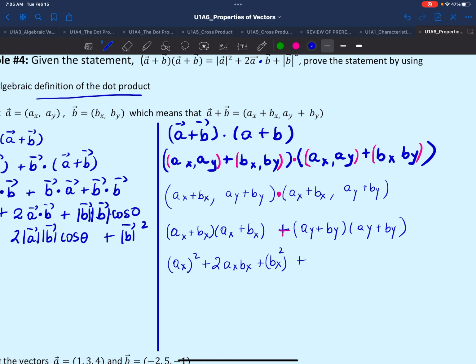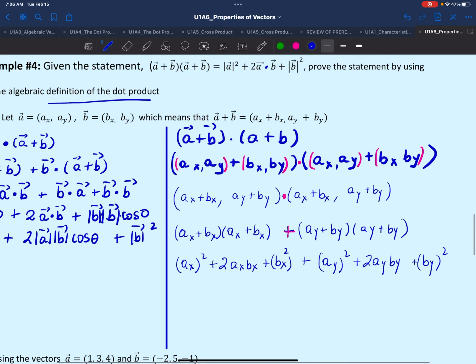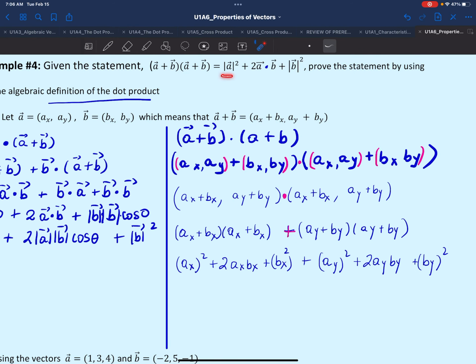And the same thing will apply to the next expansion. So we have AY squared, but we have the y coordinates, right? Plus 2AY BY plus BY squared. Okay, so always keep an eye on where you're going. So you need A squared plus B squared.